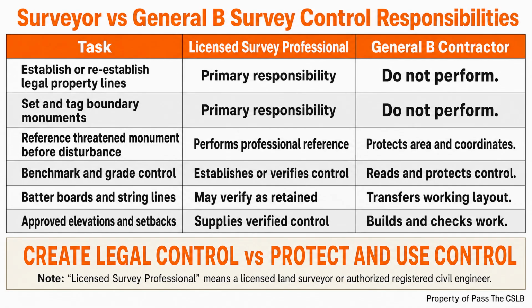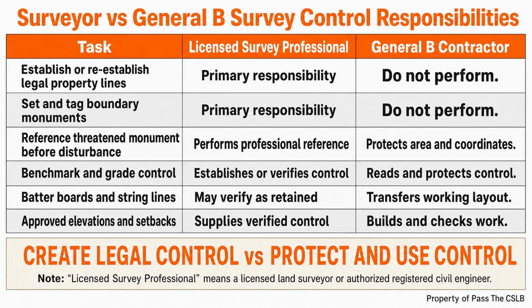Now let's get into it. An empty dirt lot is not actually empty. It is crossed by invisible limits above ground and buried facilities below ground. Property lines, setbacks, benchmark elevations, finished floor elevations, utility paths, and drainage grades may not be obvious to the eye, but every one of them can control what happens next.